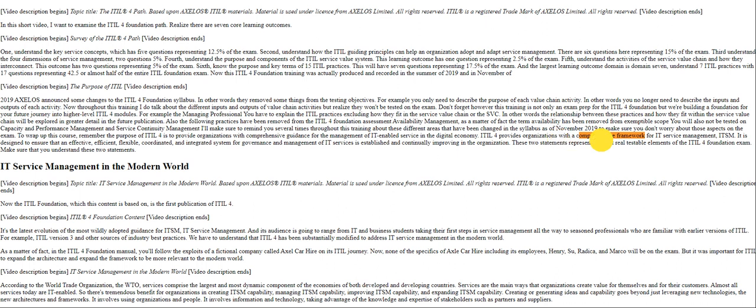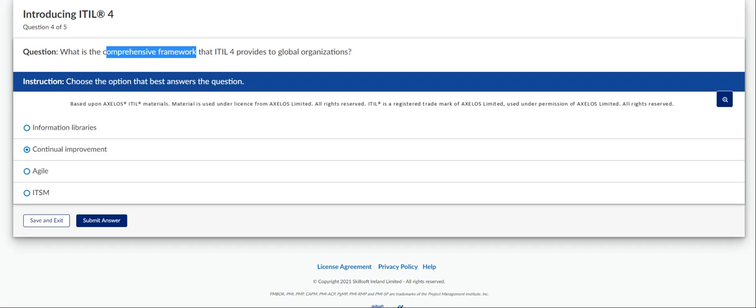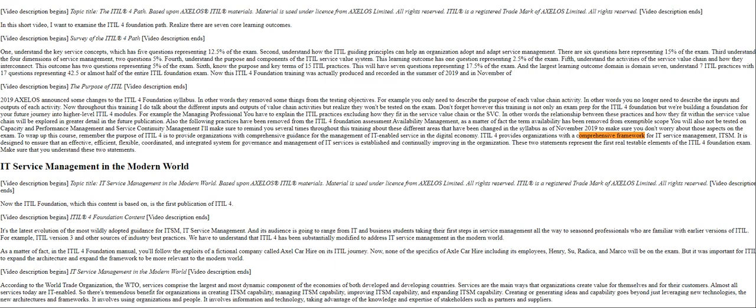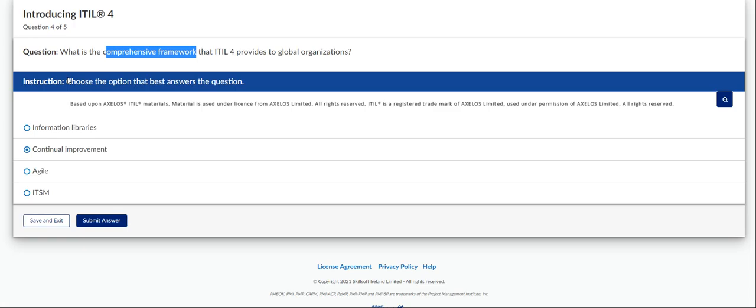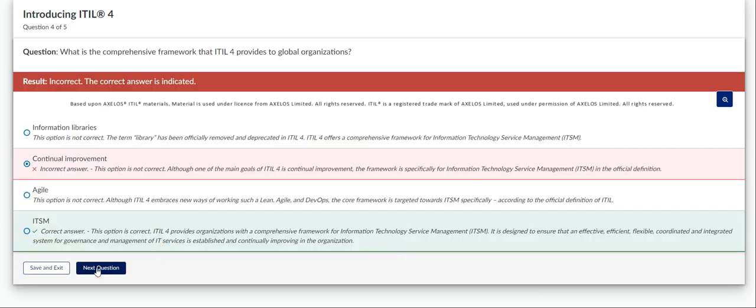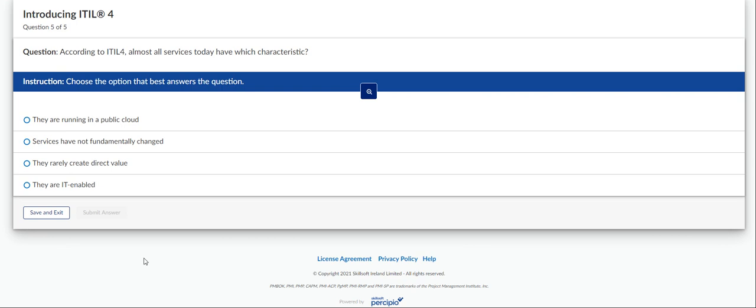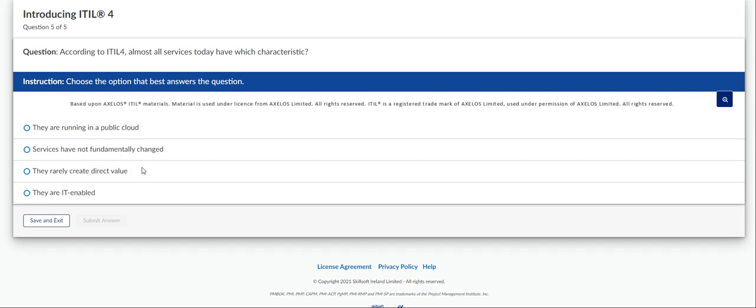ITIL 4 provides organizations with a comprehensive framework for IT service management, ITSM. It is designed to ensure that an effective, efficient, flexible, coordinated, and integrated system for governance of IT service is established, continually improving the organization. So continual improvement. Okay, I'm wrong there. The correct answer is the option that says ITIL 4 provides organizations with a comprehensive framework. All right, I made a mistake there. Let's just go ahead and move on to the next.